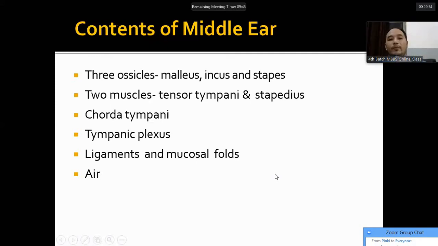Now let's come to the contents of the middle ear. There are 3 ossicles: Malleus, Incus, and Stapes. The 2 muscles are the tensor tympani muscle and the stapedius muscle. The nerves are the chorda tympani nerve and the plexus of nerves, also called the tympanic plexus, in the medial wall especially, formed by different branches of nerves. Also ligaments and mucosal folds. These are the contents of the middle ear, and above all, air is the main content of the middle ear. There is no fluid, no blood, no plasma, but there is air inside the middle ear.